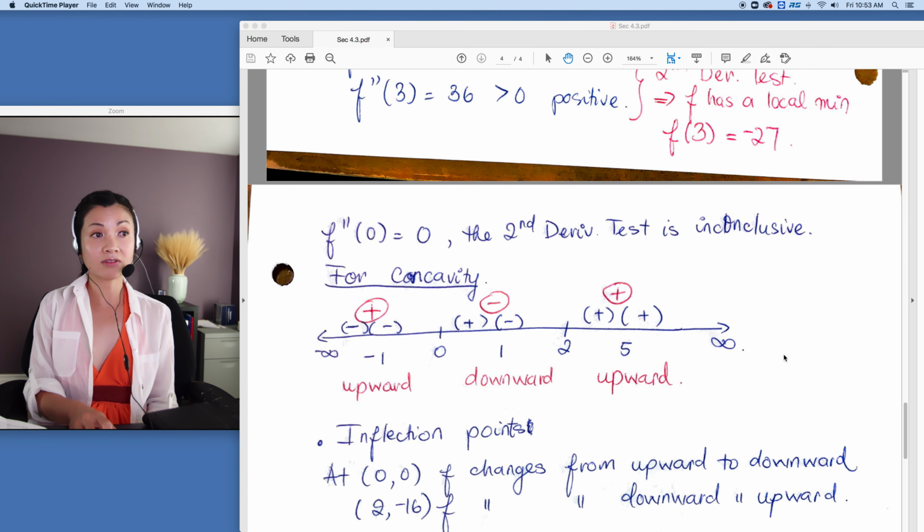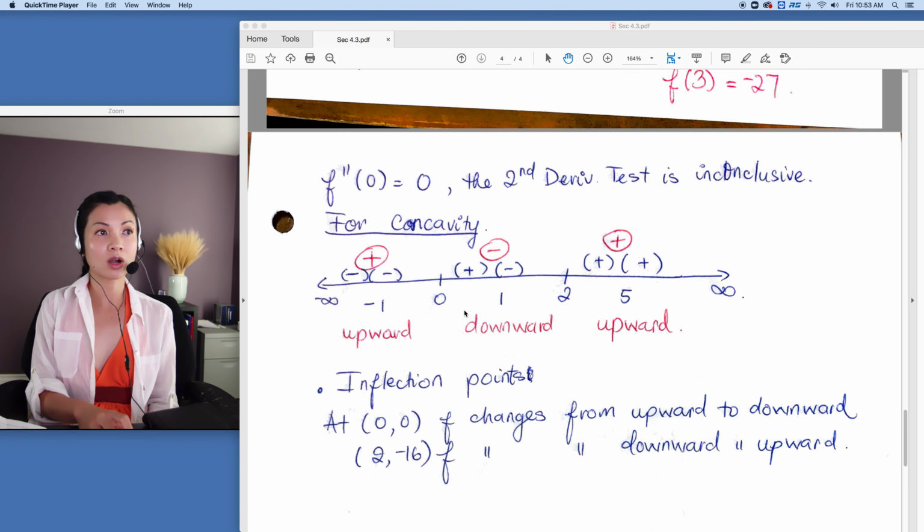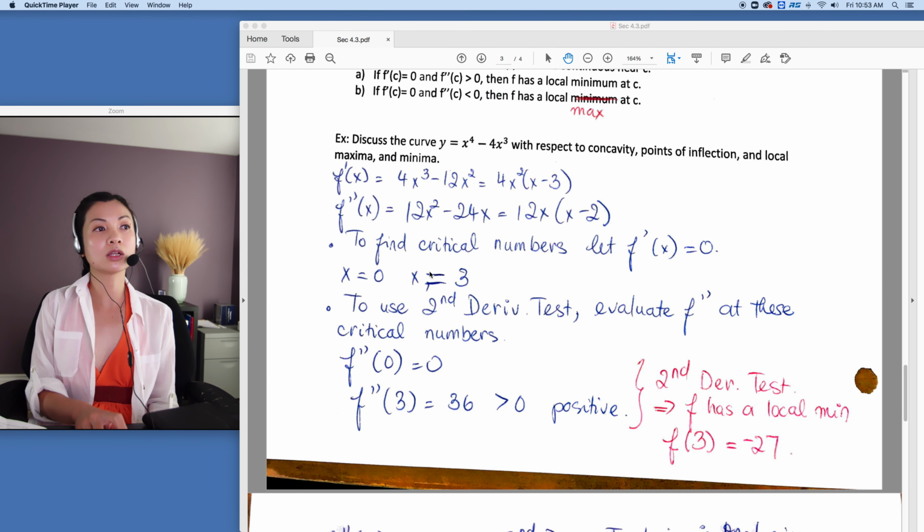Now for concavity, remember, we want to check for positive and negative. So once again, by the way, we are checking the second derivative here. That's why I got the 0 and the 2. The 0 and the 2 are from the second derivative right here. 0 is for this one, 2 is for this one. So these two are the possible inflection points.